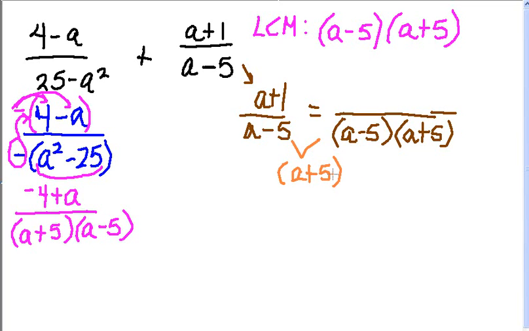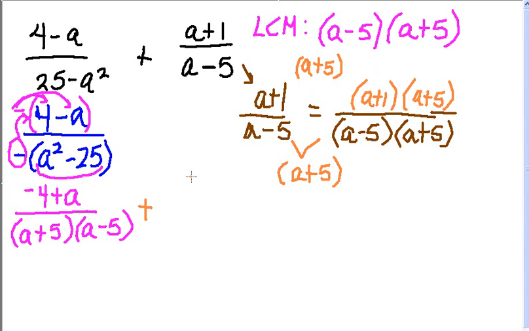All right, I already had an a minus 5, so to get it in terms of my common denominator, I'm going to multiply the denominator by a plus 5, and whatever I do in the denominator, I have to do in the numerator. So my numerator becomes a plus 1 times a plus 5. All right. And now I'm ready to add that to my first term. Now I'm going to go ahead and FOIL this out. So instead of writing a plus 1 times a plus 5, I'm going to write the result.